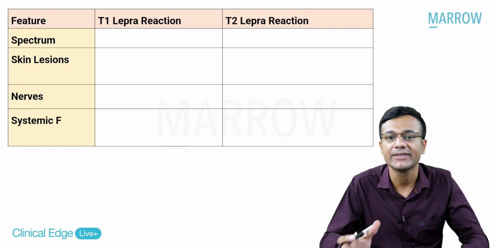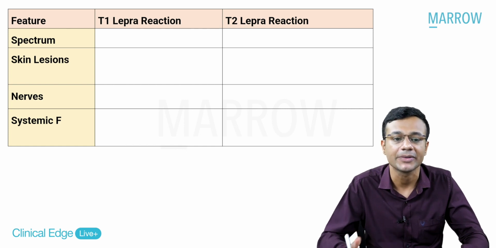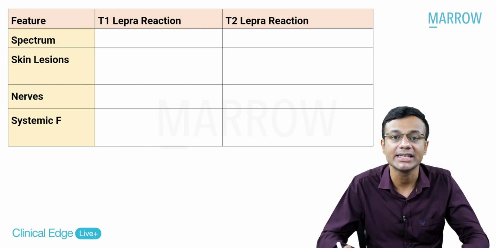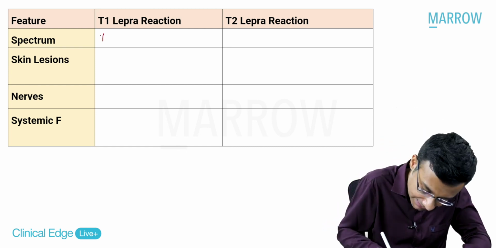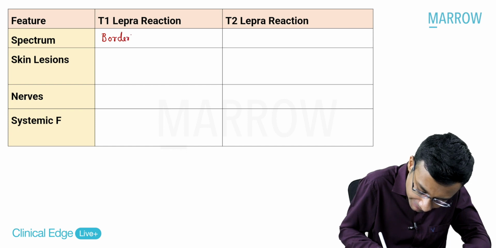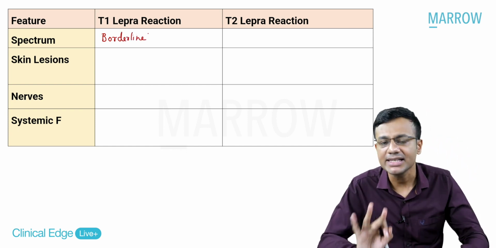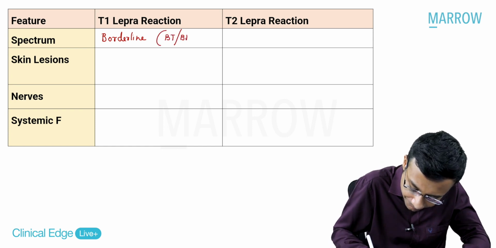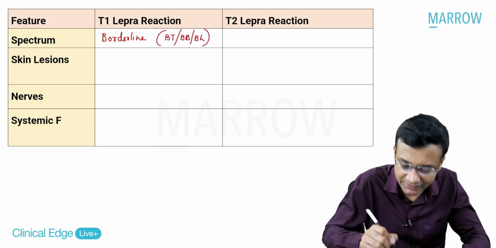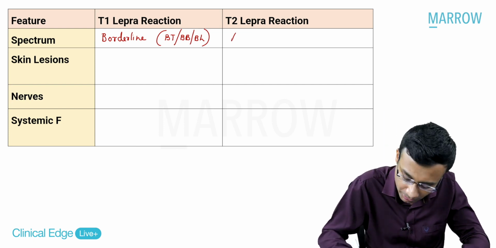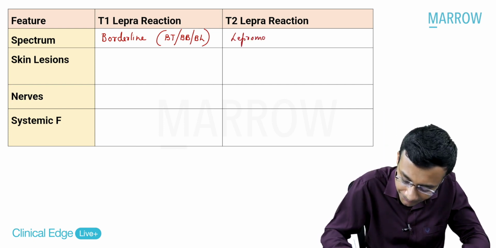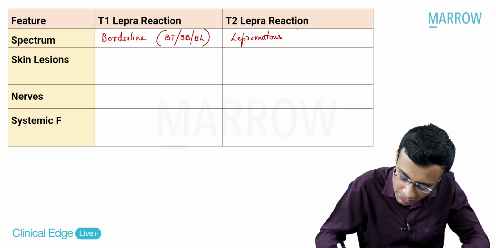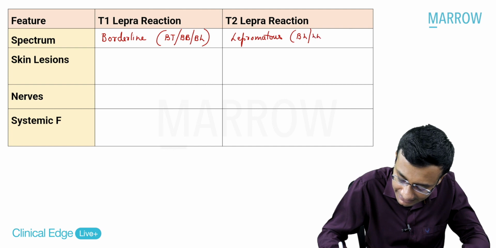Now let us look at this very, very important table frequently asked in the exam. How do we distinguish the two? Now please remember, type 1 lepra reaction is usually seen in which spectrum of the disease? It is seen whenever the word borderline comes. And there are three situations where you can get the word borderline: BT, BB and BL. Whereas type 2 lepra reaction is seen in the lepromatous spectrum. And we know in Hansen's, there are two forms where the word lepromatous comes. So we have BL and LL leprosy.